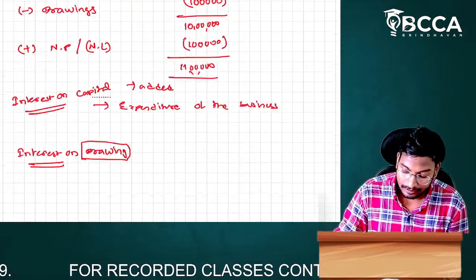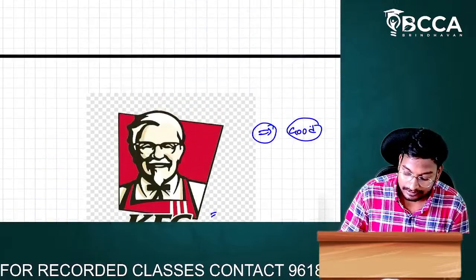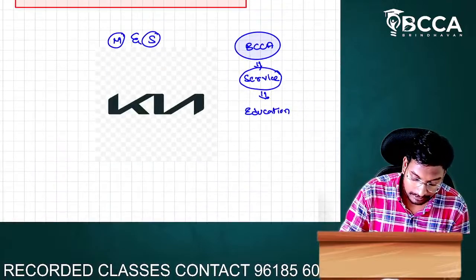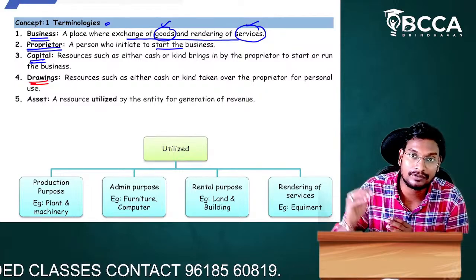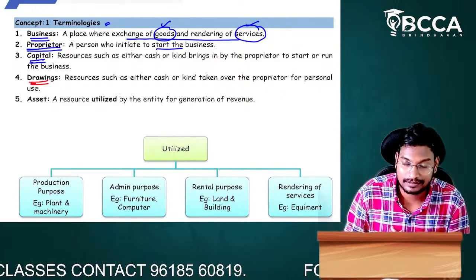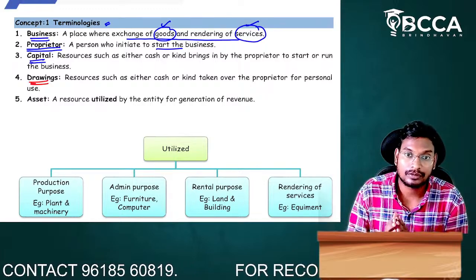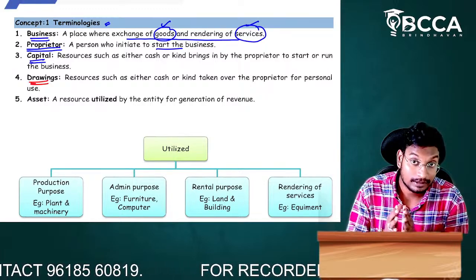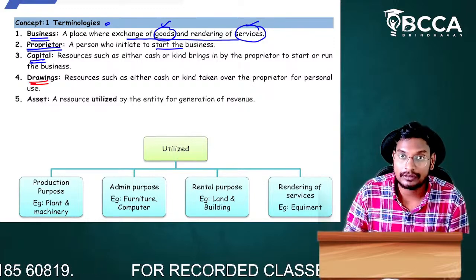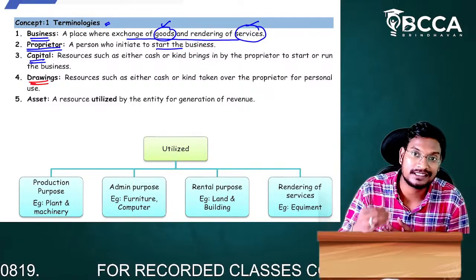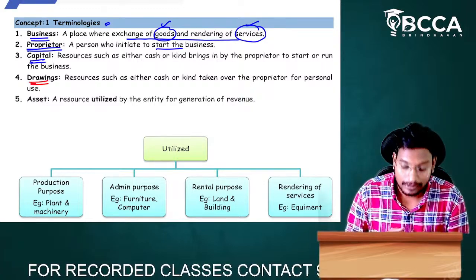In this class, I started discussing the terminologies. In that, I discussed the terminology of the business. Business means a place where goods are exchanged and services are rendered. So any place where goods are exchanged and services rendered is called a business. In accounting, we have to think from the point of view of the business, not of the owner.